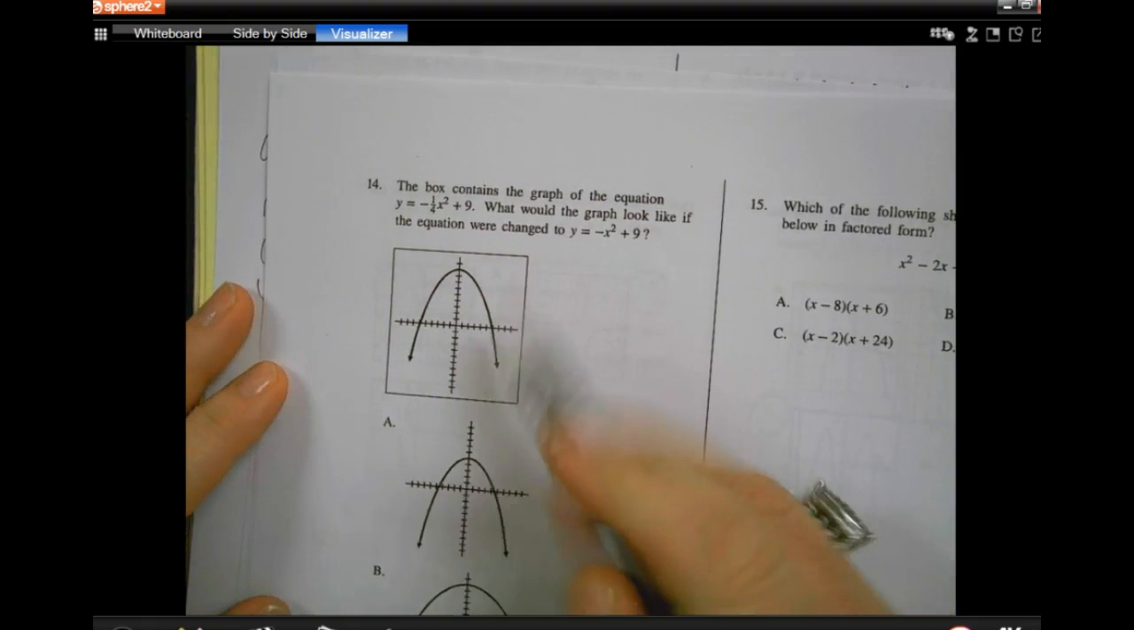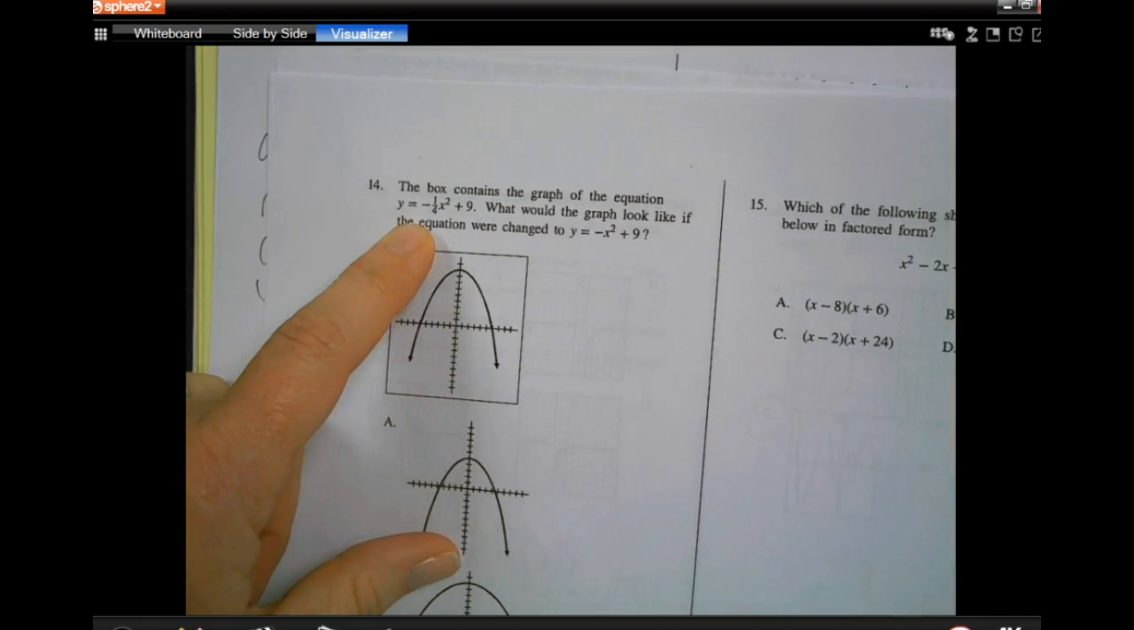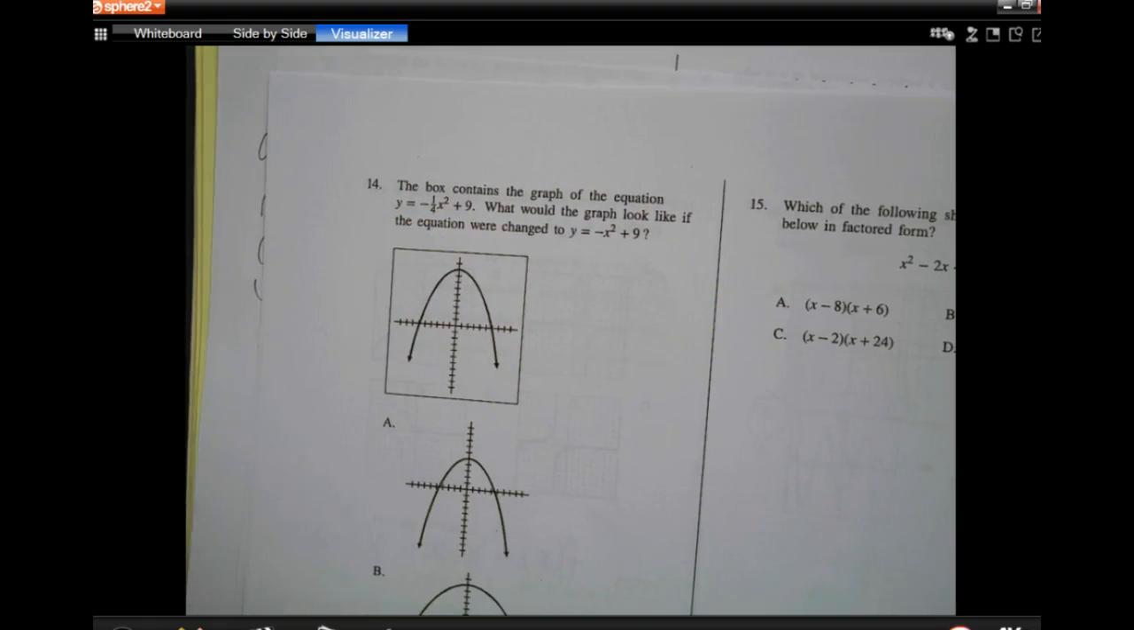Okay, starting on number 14. Everybody look at 14. So the graph that's given is this one. And it says it's a negative 1/4. So the negative turns it upside down, so that's good. And what does the 1/4 do? It compresses, so it gets fat, right?